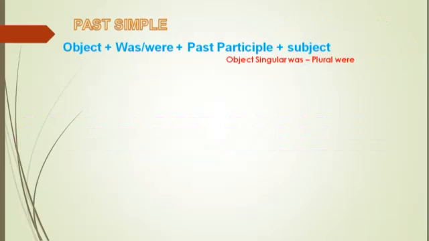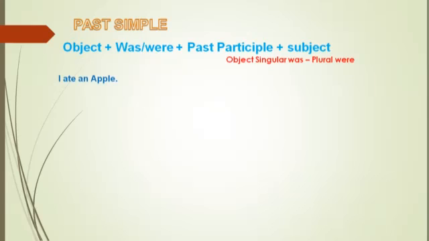Here, the general structure of the passive voice for simple past: the object of the active voice, then was for singular, were for plural, and then the past participle, verb 3, of the main verb, and then the subject of the active voice. Now let us begin with examples.